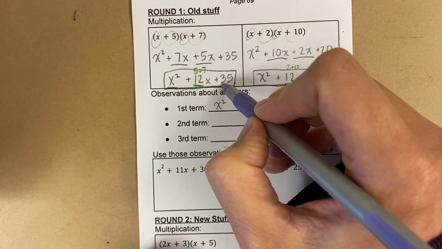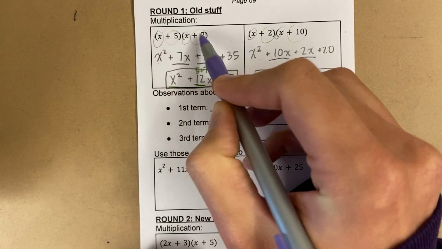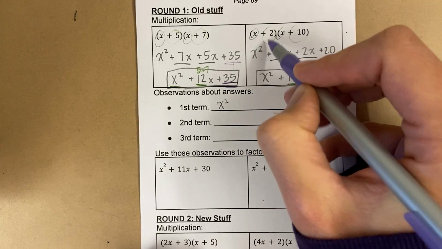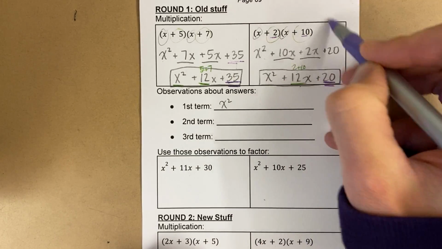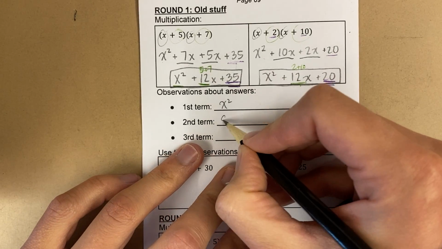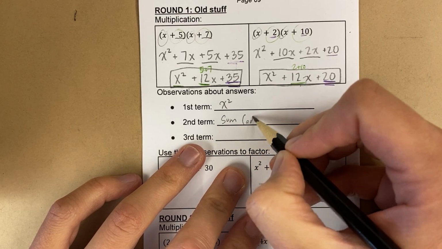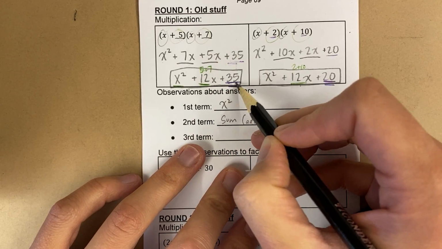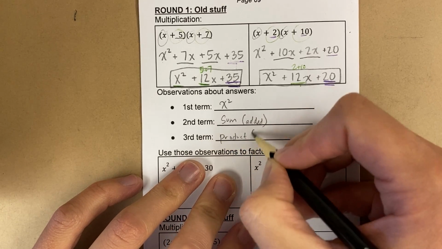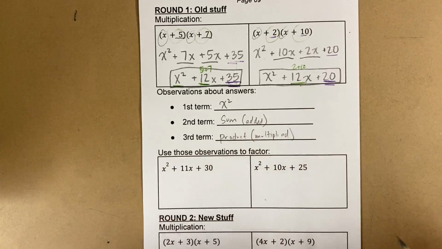And then where did this term come from? This term came from those same two numbers being multiplied. This was 5 times 7, that's where I got this 35, and it came down here. This is 2 times 10, that's 20, it came down here. So the second term is the sum, remember that means added. And this third term is the product. That means that these two numbers were multiplied to get that third term.